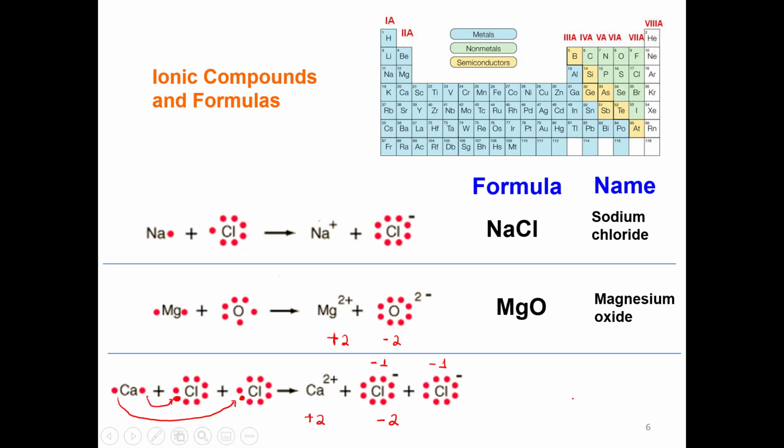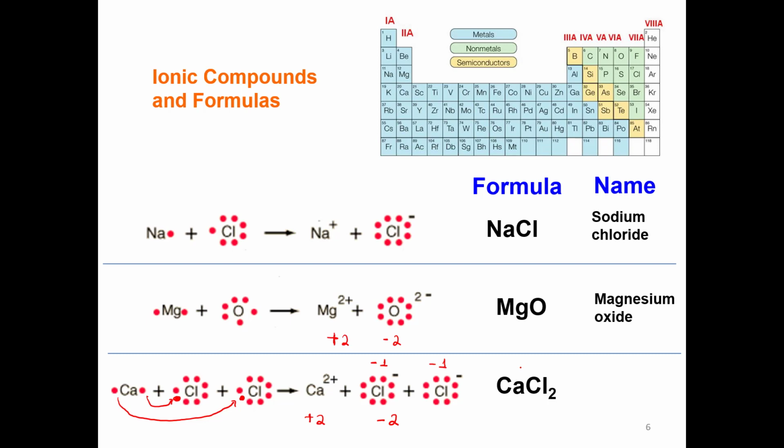To write the formula, first we write the symbol of the positive ion or the metal ion, and then we write the symbol of the non-metal or the negative ion. So it will be calcium, Ca, Cl, but now we need to be careful because we have 2 chlorines. To indicate that we need 2 chlorines to form the new compound, we need to add the subscript 2 to chlorine. Then this is the formula: calcium, then the symbol of chlorine, and then the subscript 2.